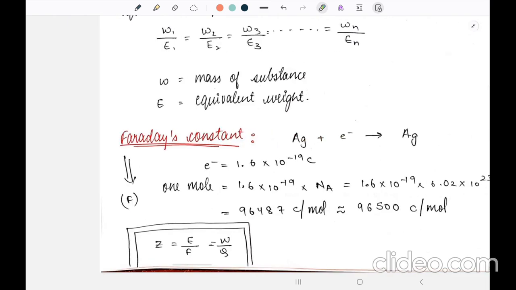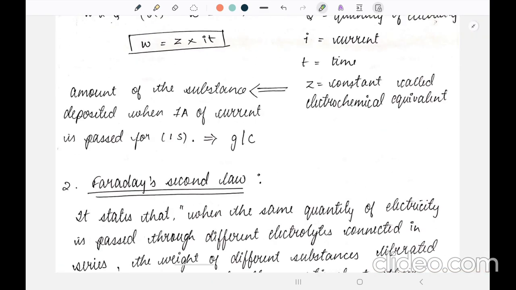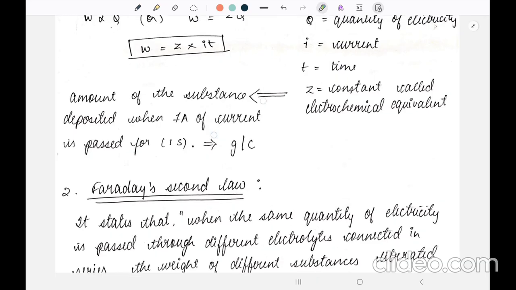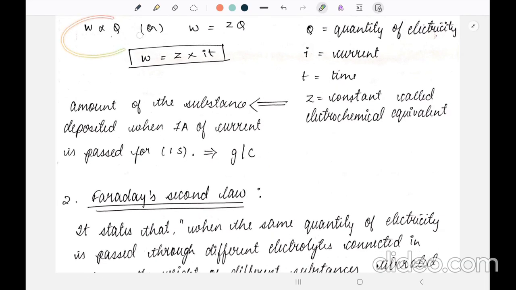Here we take W to be the weight of the substance, while Q is the charge passing. So W is directly proportional to Q, and if we remove the proportionality sign, we get a constant Z, which is called the electrochemical equivalent, which is the amount of substance deposited when 1 ampere of current is passed for 1 second. That is Z. So we get the final formula W = Z × I × t, where we write Q to be I into t.